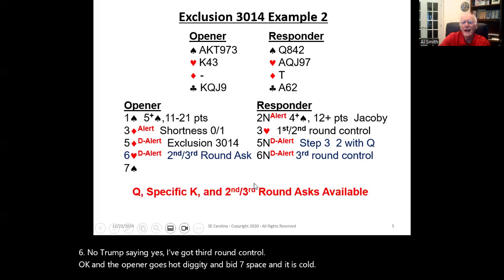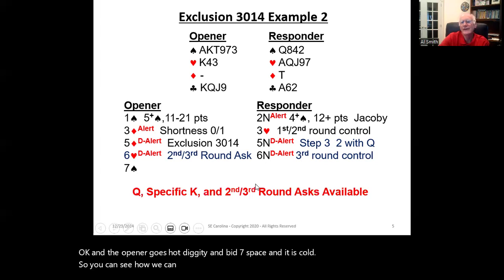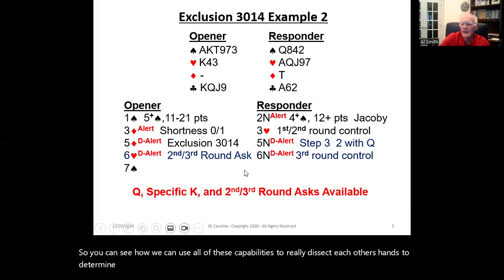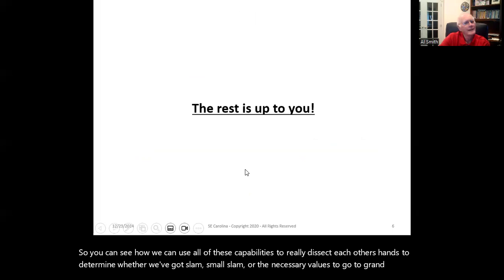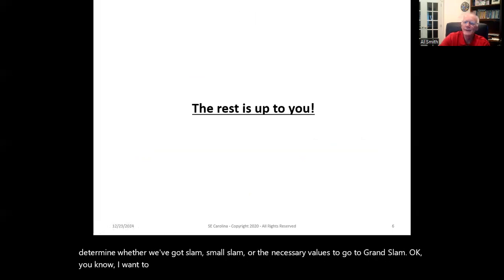So you can see how we can use all of these capabilities to really dissect each other's hands to determine whether we've got slam, small slam, or the necessary values to go to grand slam. Okay, I want to put in 2 examples here, so the rest is up to you. Work through this, figure out some different examples.